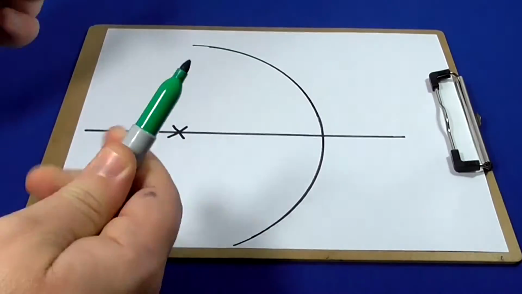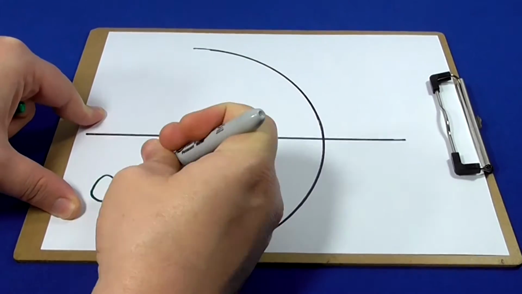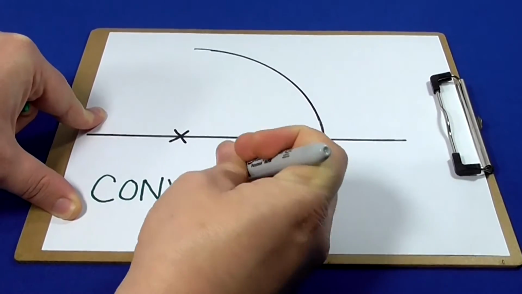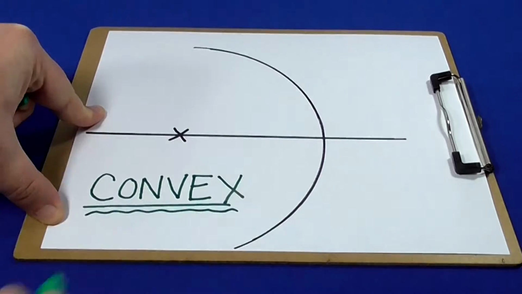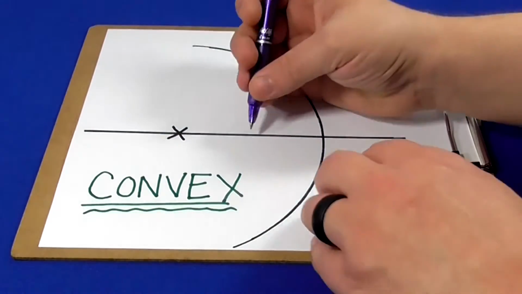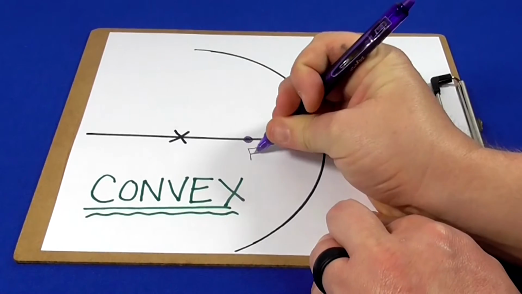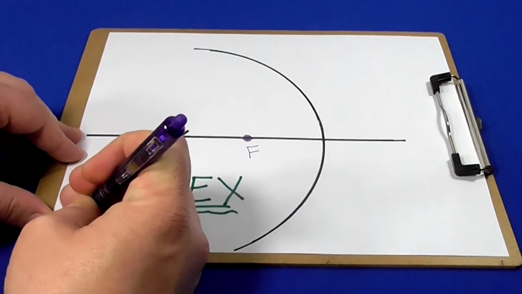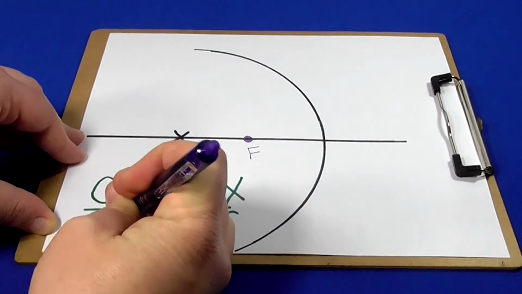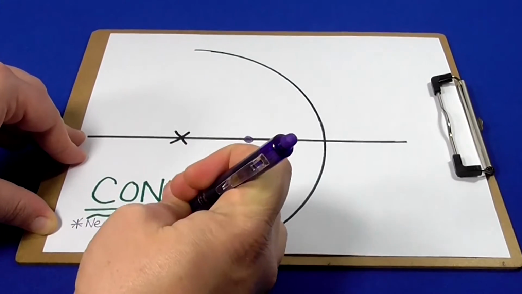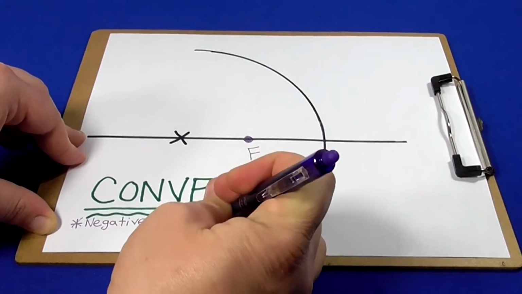This is a convex mirror. The reflective side is on the outside of the curve. The focal point of the convex mirror is located halfway between the center of curvature and the mirror. Because of this, convex mirrors have negative focal lengths behind the mirror.